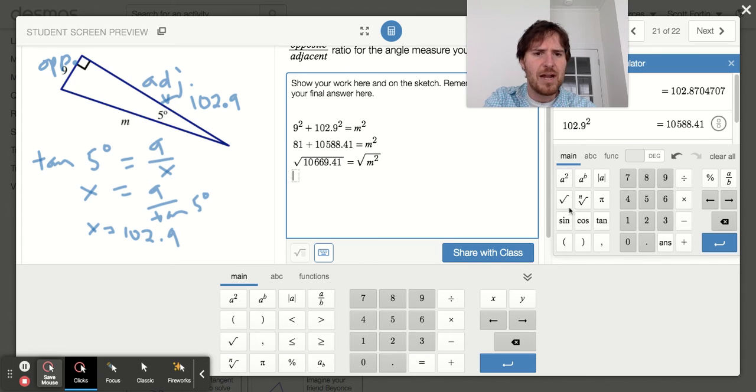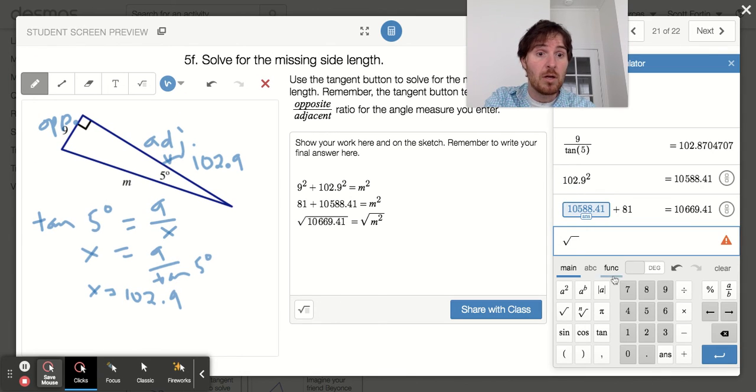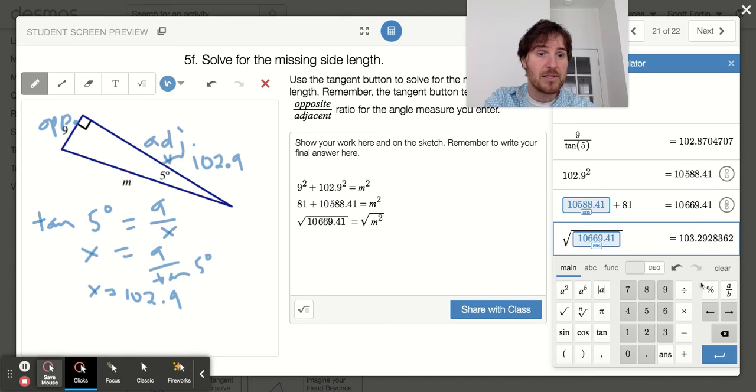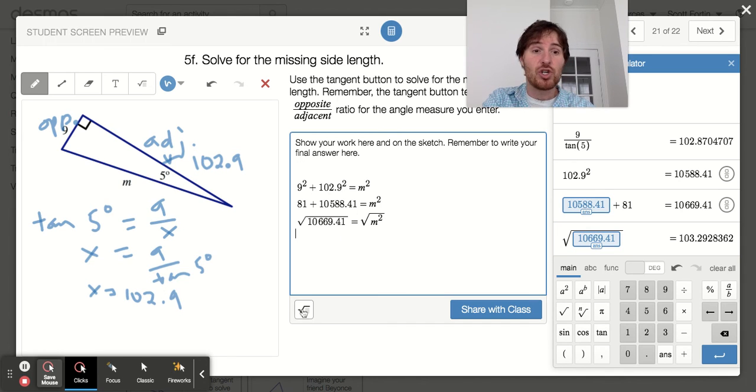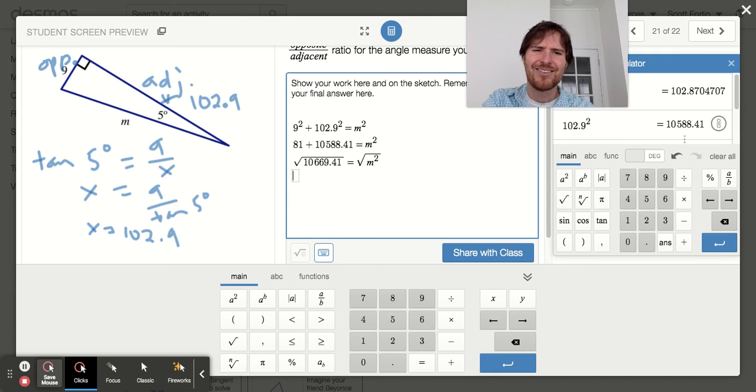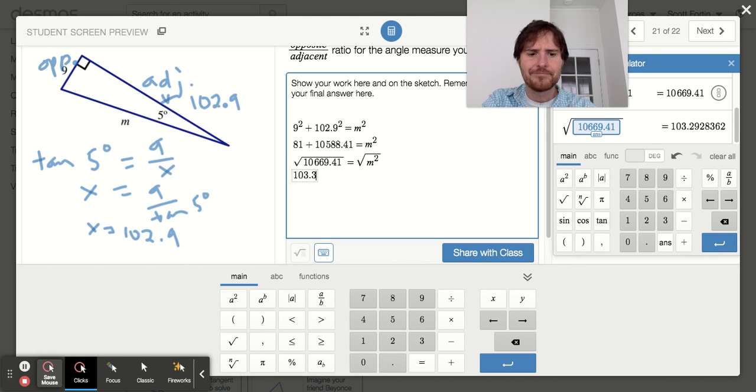All right. So now I take the square root of this number up here, right? 10,669, and I get about 103. Okay, 103. That kind of makes sense. Look, it's a little bit larger, right? This is side length 9. That's not very significant when your other leg is 102.9. So this is just going to be a tad bigger, right? A 5-degree angle there is not a very big reference angle. So anyways, my answer here is going to be 103.3 equals m. And there's my answer.